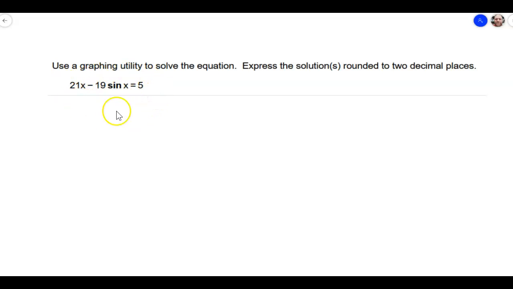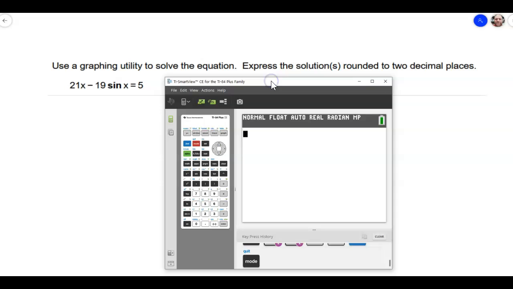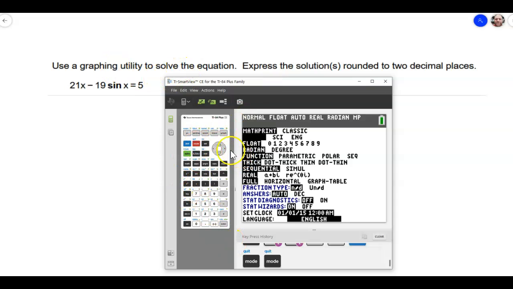So a way that we can do that with our graphing utility is like this. It's a little counterintuitive as well, but it works. And that is, make sure that you are in radians. So if you're not in radians, make sure that you're in radians.